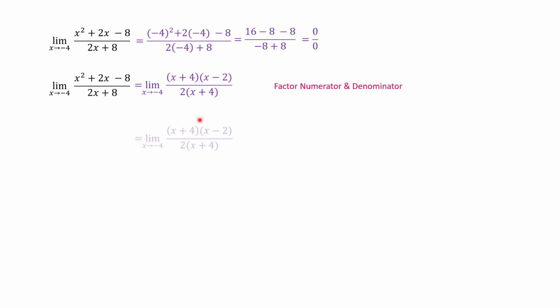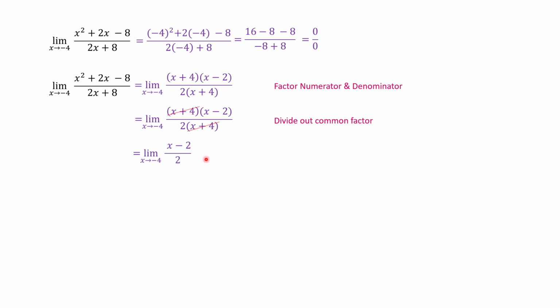The next step is to cancel the common factor between numerator and the denominator. If you pay attention, the common factor is of course x plus 4. If we cancel x plus 4 from the numerator and the denominator, we get the limit of x minus 2 over 2 as x approaches negative 4.